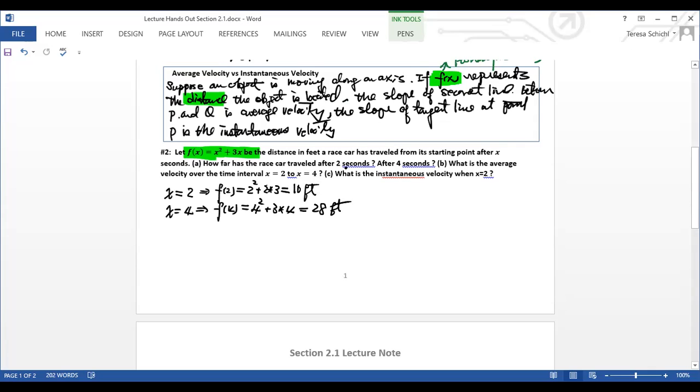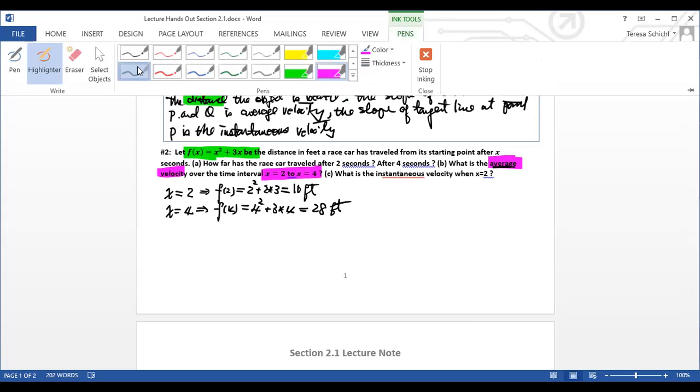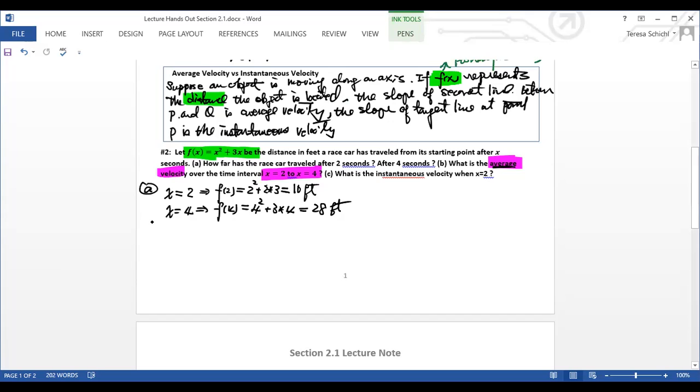Okay, so now they ask, what is the average velocity, right? So in here, I'm looking for the average velocity between the time interval x equals 2 and x equals 4 here. Okay, so the average velocity, we know, is what we call the slope of the secant, right?